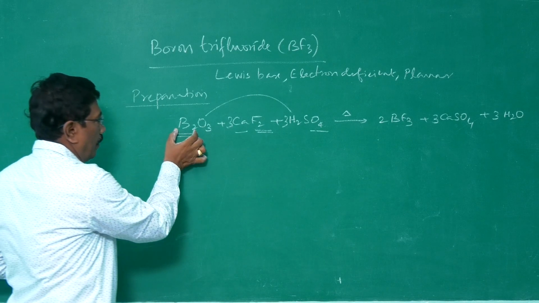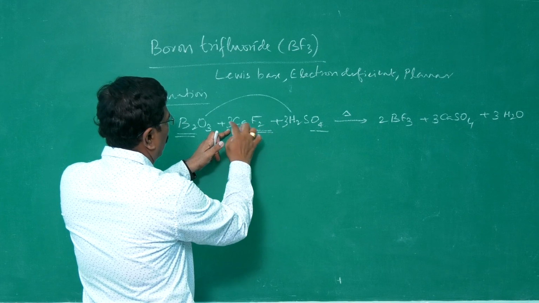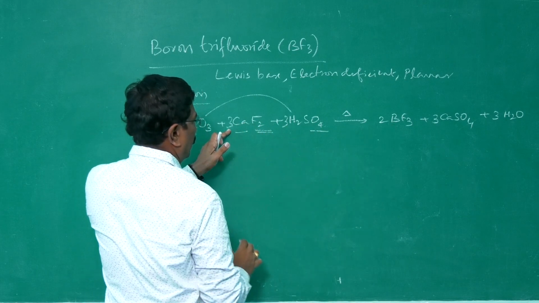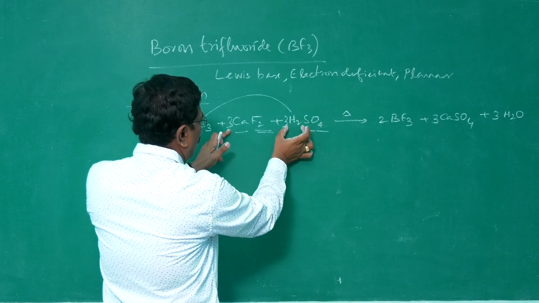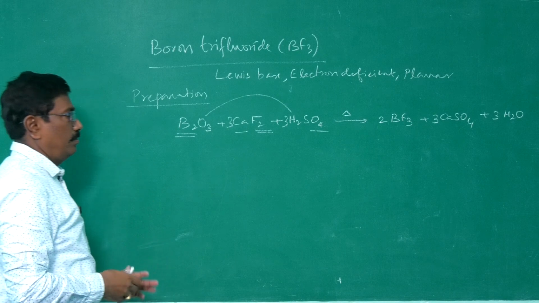So 2BF3, therefore we have to make 3 calcium, therefore 3 calcium sulfate. Since 3 sulfate, 3H2SO4. Since 3H2O, therefore balanced.